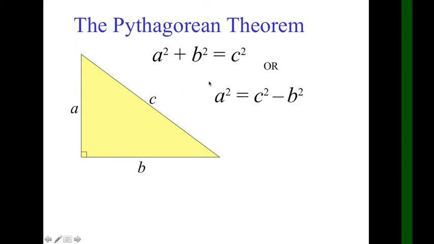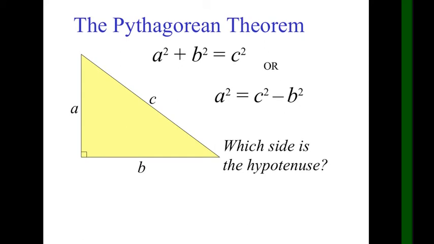Or we can use this one, a squared equals c squared minus b squared, if we are looking for side A. If we're looking for the hypotenuse, we will use this. If we were looking for the side A, we will use this. Or we can also use b squared equals c squared minus a squared. So kahit alin doon sa tatlo, pwede, depende pala yon doon sa side na hinahanap mo.